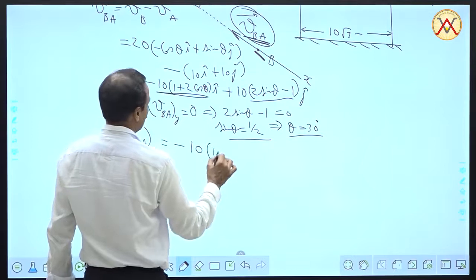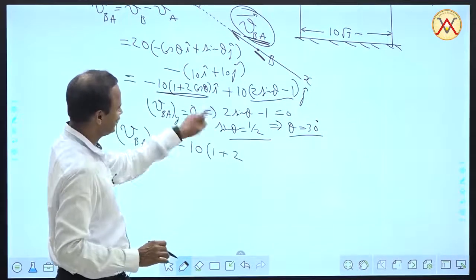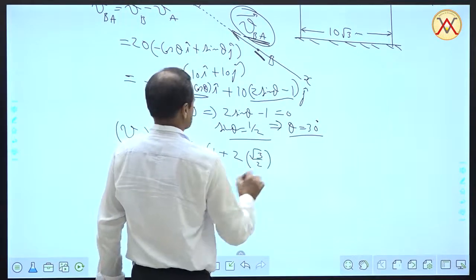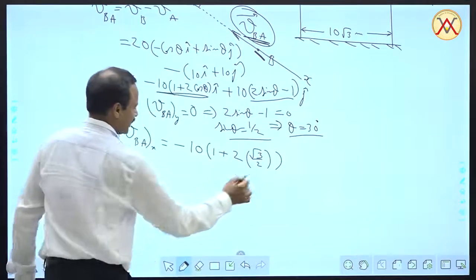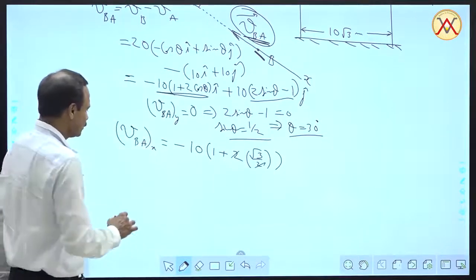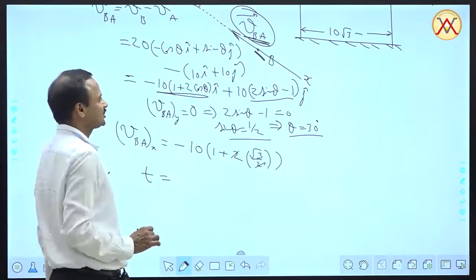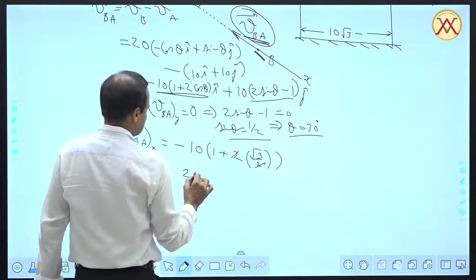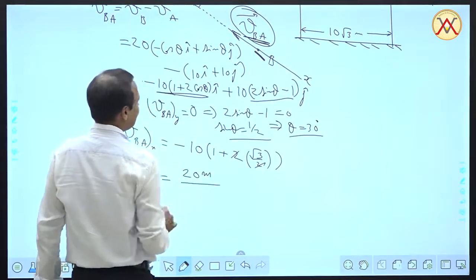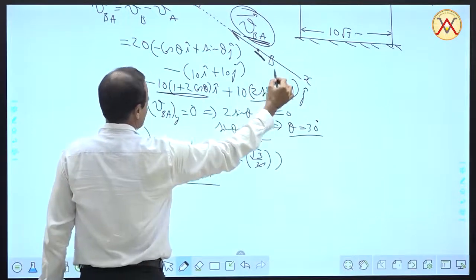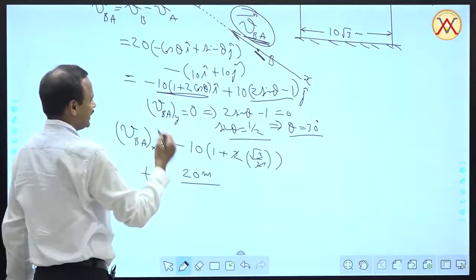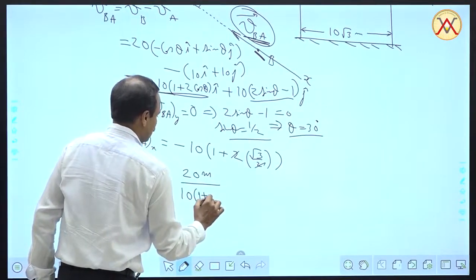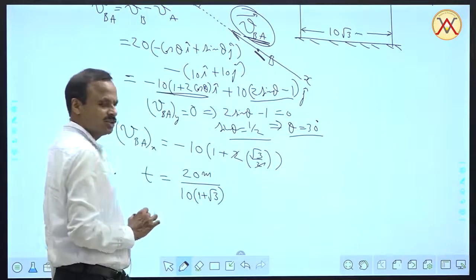So minus 10 times 1 plus 2 cos theta. Now cos 30 is, we know, root 3 by 2. Okay, so that is your x component. The 2 is getting cancelled. So the required time is going to be how much? The separation, which was 20 meters, divided by the component of velocity of B directed towards A. So that will be 10 times 1 plus root 3.